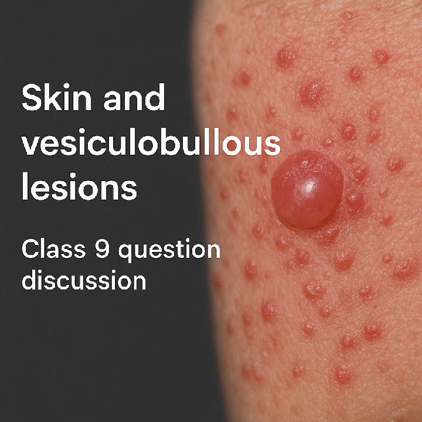Then, Nikolsky's sign is positive in pemphigus. Munro's abscesses are seen in psoriasis. In lichen planus, the basal cells which are shrunken with an eosinophilic cytoplasm and with pyknotic and fragmented nuclei are called civatte bodies.